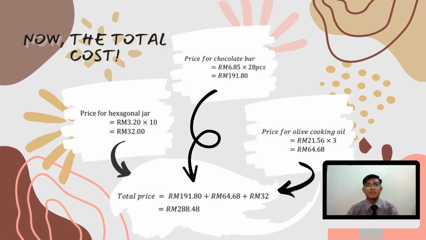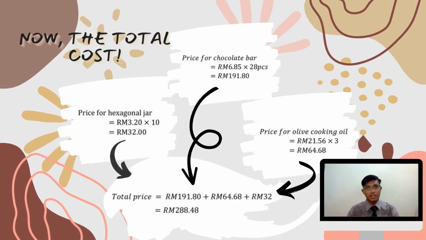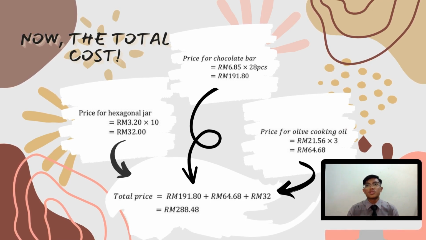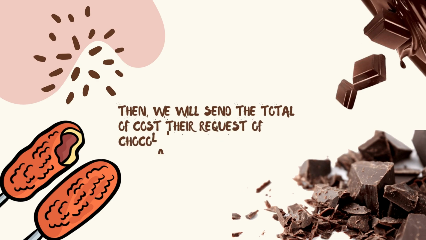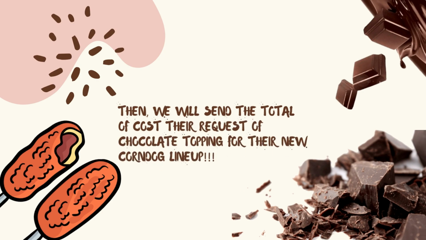Now the total cost. For the hexagonal jar, we just need 10 jars, right? So the total is 32 ringgit. For chocolate bar, we need 28 pieces. The total is 191 ringgit and 80 cents. For olive cooking oil, we just need 3 bottles, right? So the total for 3 bottles is 64 ringgit and 68 cents. So the whole price is 288 ringgit and 48 cents. So done. Then we will send the total cost for their request of chocolate topping for their new condom lineup.